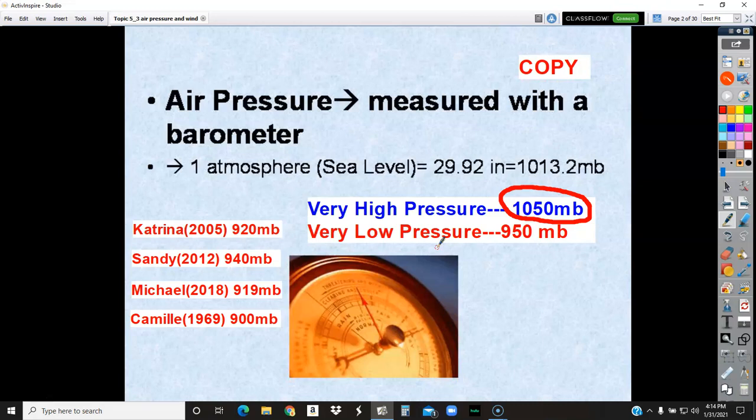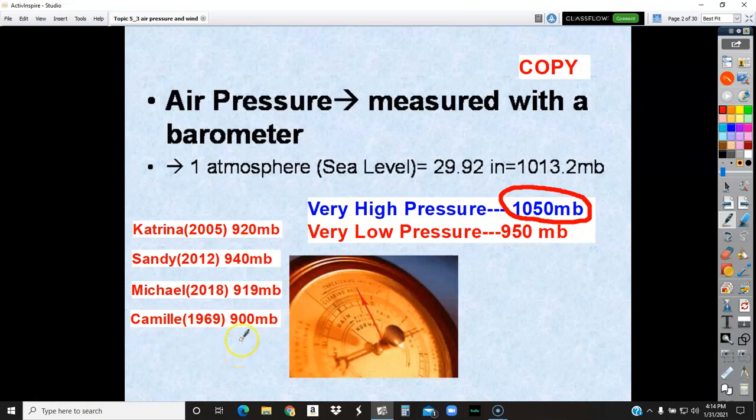And so some of your very, very strong hurricanes in history go back to Katrina in 2005. That had an air pressure of 920 millibars. That's very low. So Katrina was a very powerful storm. Superstorm Sandy, 2012. That was also pretty powerful, 940 millibars. Hurricane Michael, that hit Florida a couple of years ago, 2018. That was 919 millibars.